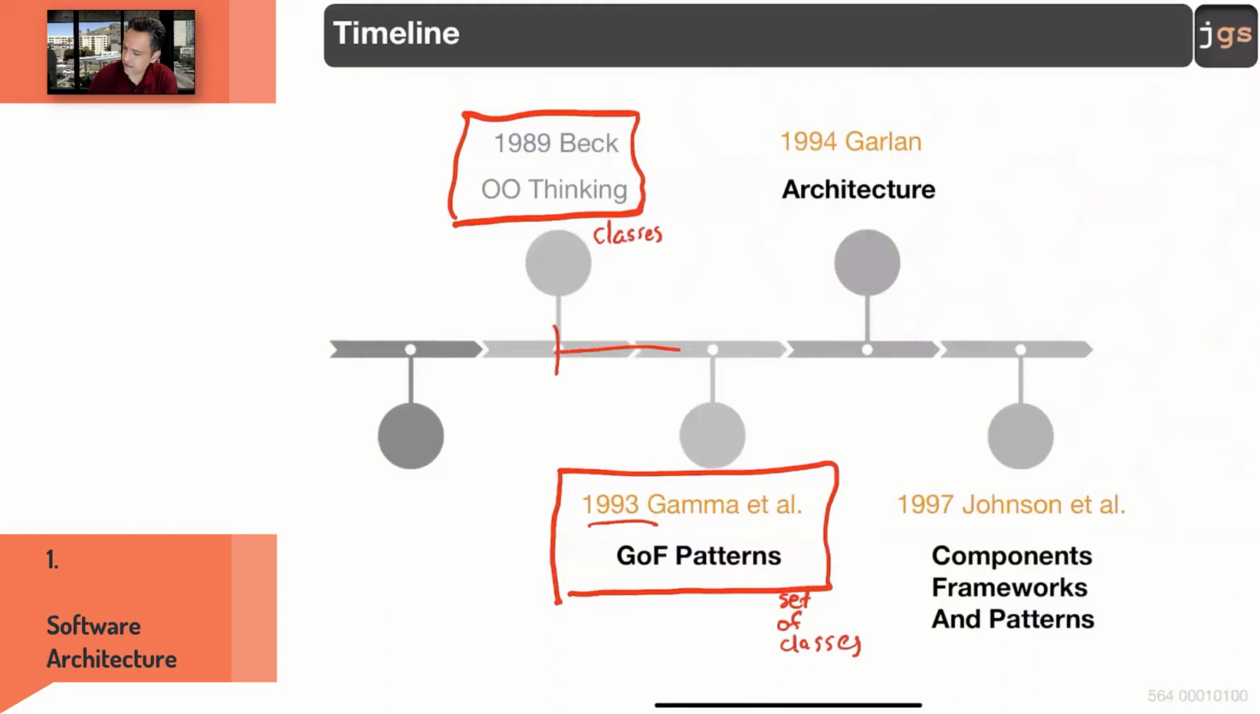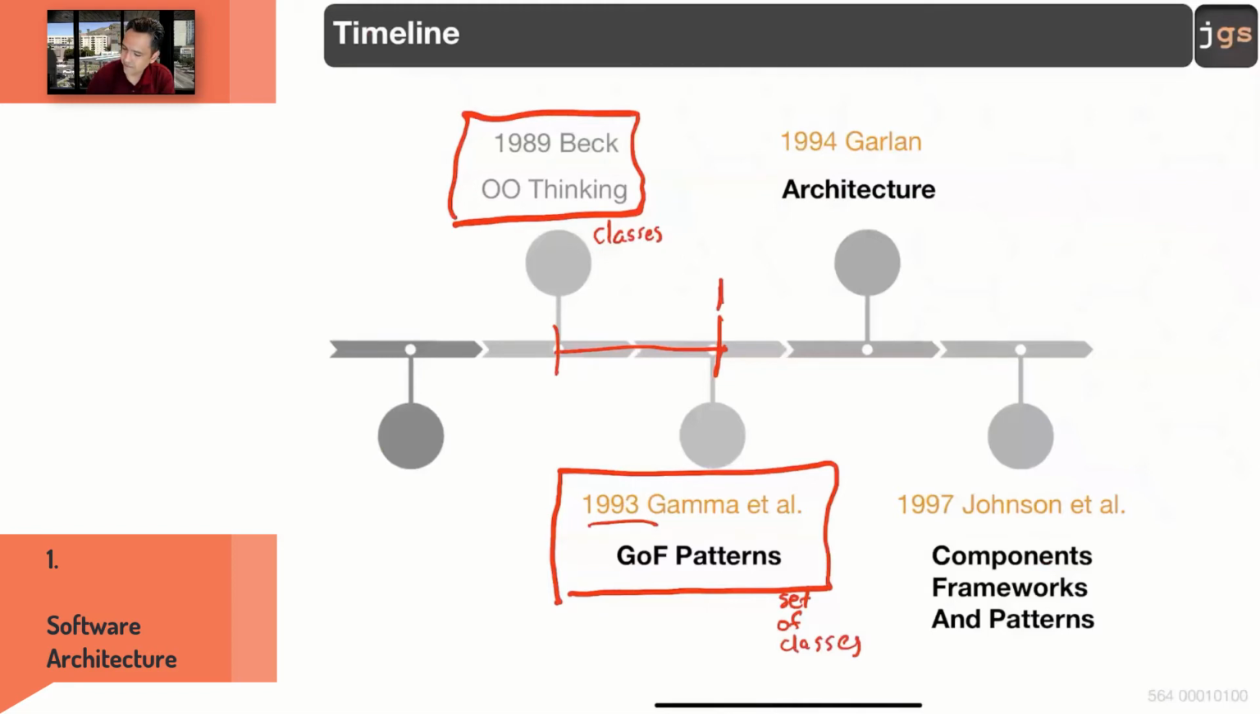In this time, what happened? The software became more complex. It was complex before. We created classes. Even with classes, we have a lot of classes. We need to review how to combine those classes. Okay, patterns.